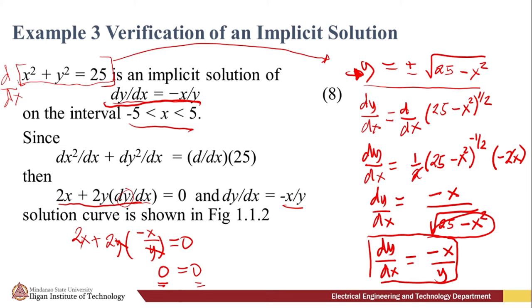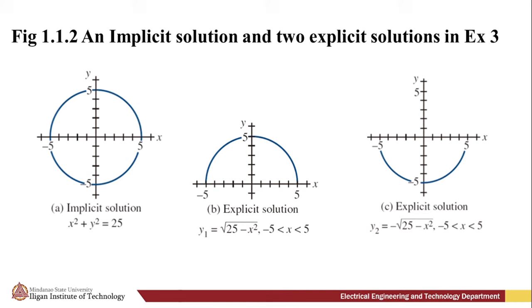If we are going to check the solution curve of x squared plus y squared equals 25, we have this graph. For the implicit solution from x negative 5 to 5, we have this one. Since x squared plus y squared equals 25, it's just a circle equation. So this circle is the solution for the differential equation dy over dx equals negative x over y.